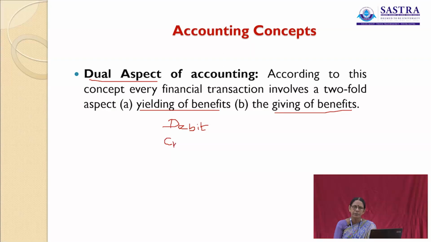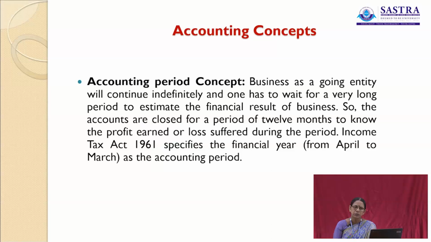Assume you are paying rent. The rent will be paid by the tenant and it will be received by the landlord. When we are paying the commission, we are paying and the agent is receiving it. So there will be one person receiving the benefit and another person giving the benefit. This is called the dual aspect of accounting. So each and every transaction will have dual aspect.